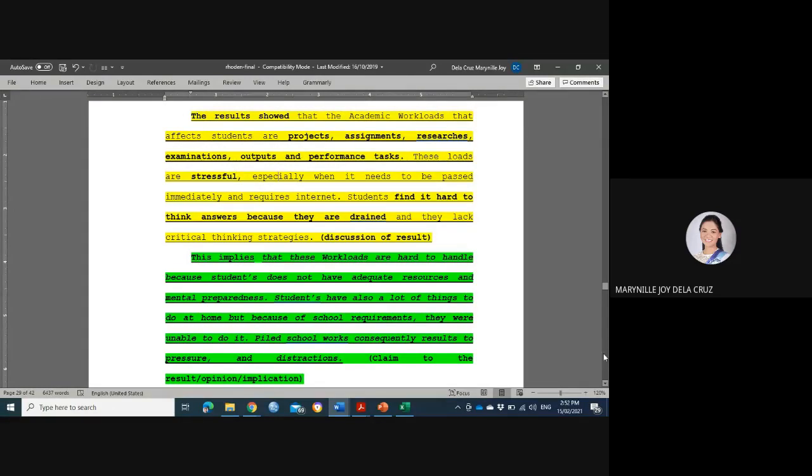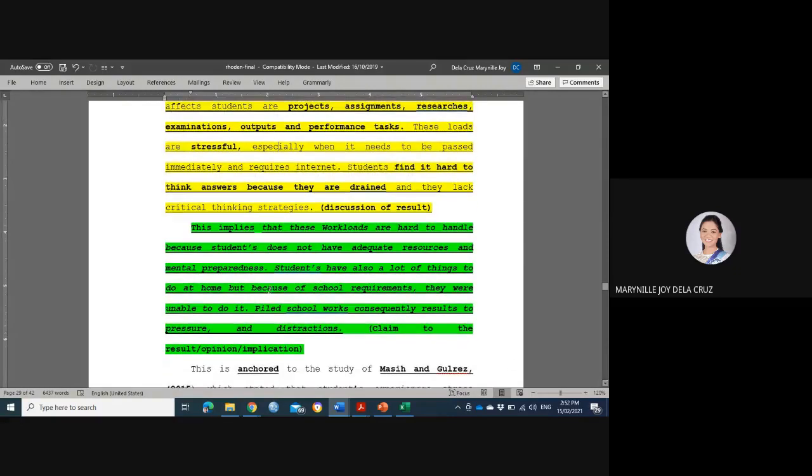Followed by the implication. So the implication is the opinion of the researcher based on the result. So as you can see, it stated that this implies that the workload are hard to handle because students do not have adequate resources and mental preparedness. Students have a lot of things to do at home, but because of school requirements, they're unable to do it. Piled works consequently result to pressure and distraction. So this is his opinion or their opinion about the result.